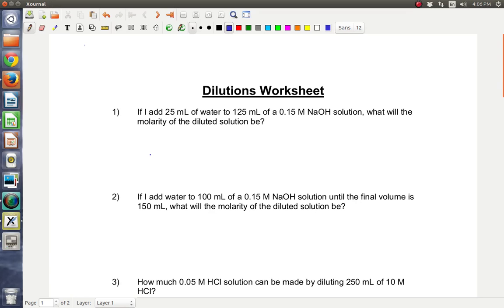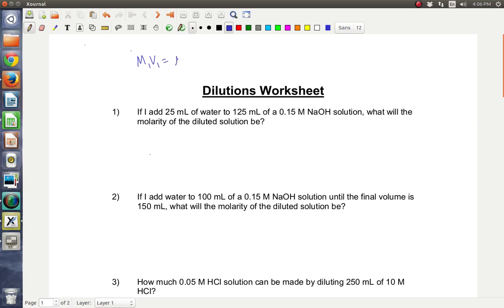Okay, this is the tutorial about the bonus worksheet. This is really easy, so I'm hoping you guys will all do this. The reason this is bonus is we're going to cover dilutions in a lot more detail when we cover acids and bases in chapter 16. But there's a formula you need to do this worksheet.